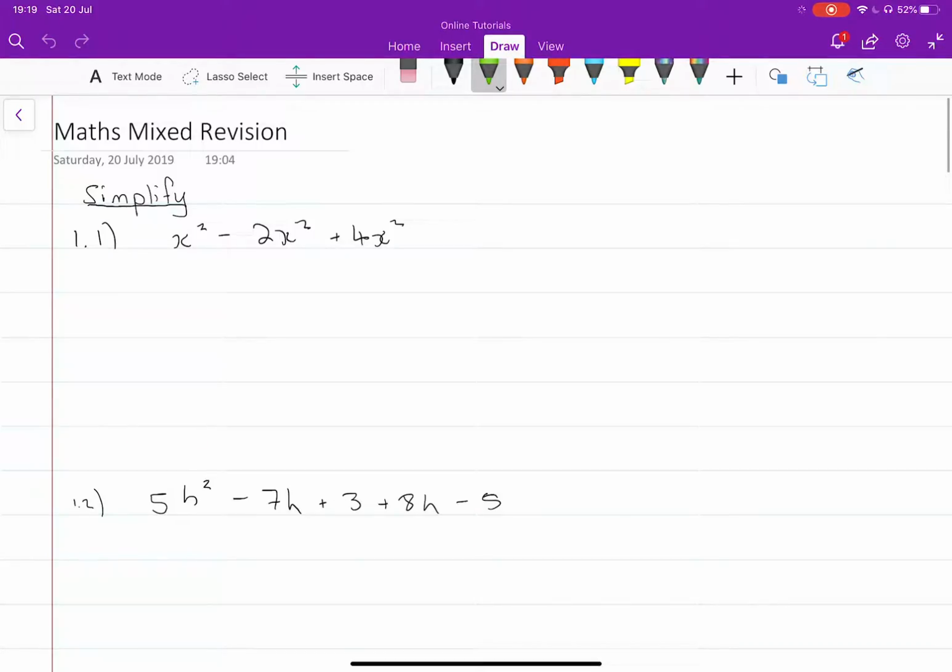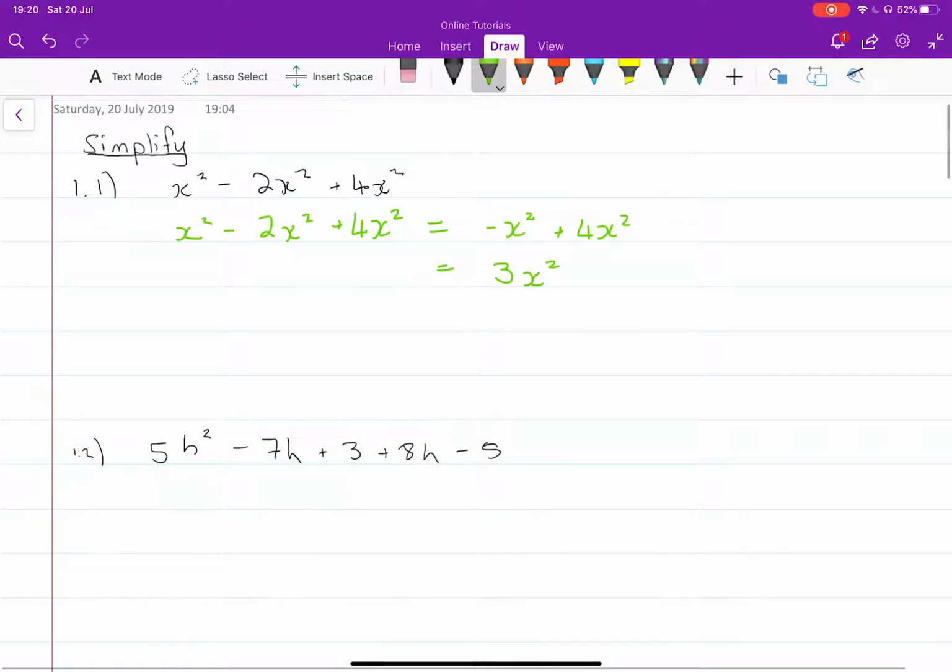So if we look at this first question, we have x squared minus 2x squared plus 4x squared. Then this is equal to, let's see, 1 minus 2 is minus x squared plus 4x squared. So now we can simplify that even more to minus 1 plus 4 is equal to 3, and then we simply add the x squared at the end. Okay, so we could have done that in one step. I just wanted to show how you could break it down.